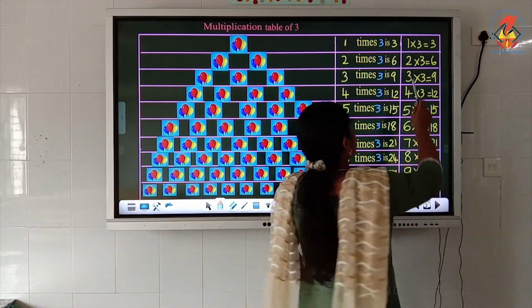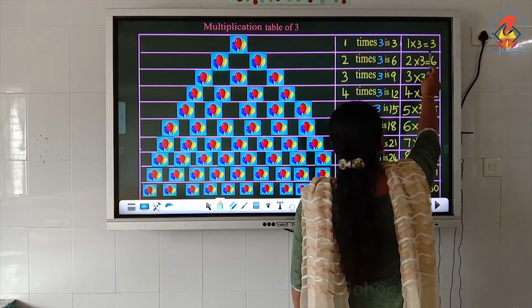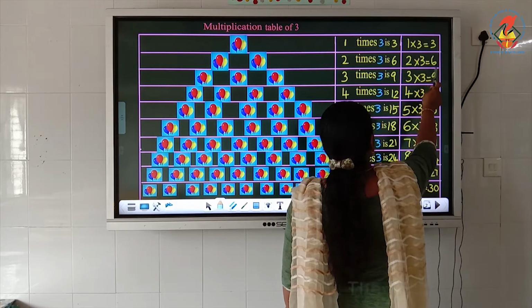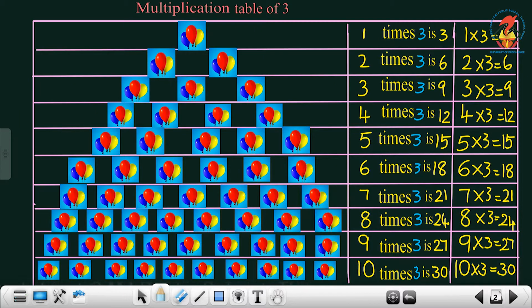We can read it as 1 times 3 is equal to 3, 2 times 3 is equal to 6, 3 times 3 is equal to 9, 4 times 3 is equal to 12, 5 times 3 is equal to 15, 6 times 3 is equal to 18, 7 times 3 is equal to 21, 8 times 3 is equal to 24, 9 times 3 is equal to 27, 10 times 3 is equal to 30.